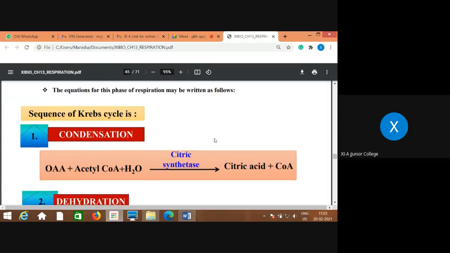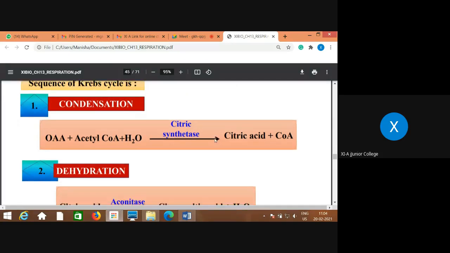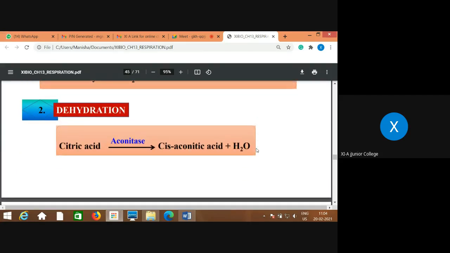See now how this sequence of reactions taking place in the Krebs cycle can be written in reaction form. First, what happens? Oxaloacetic acid, which is present in the mitochondrial matrix, when acetyl coenzyme A enters the Krebs cycle, it reacts with OAA. This is a 4-carbon compound, this is a 2-carbon compound, and with addition of water, condensation takes place, and this citric acid, that is a 6-carbon compound, is produced, and coenzyme A is released. This is a condensation reaction. Then the second reaction is dehydration.